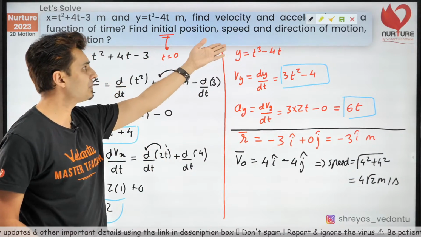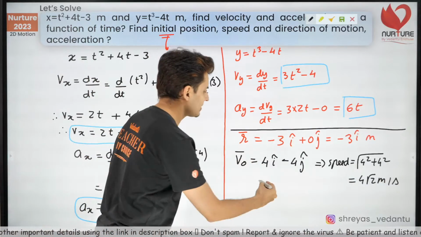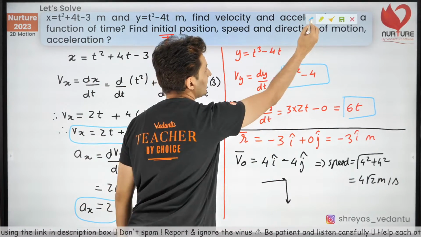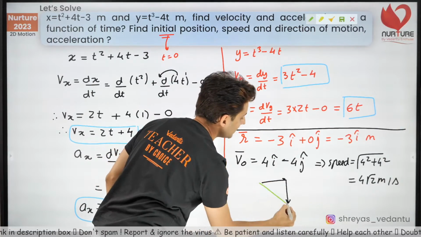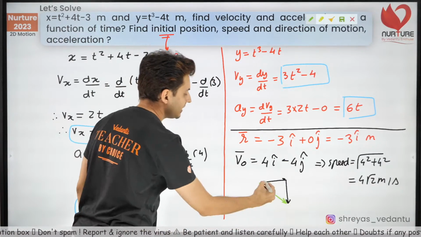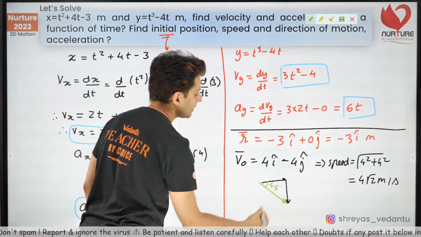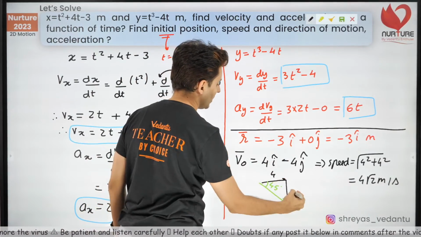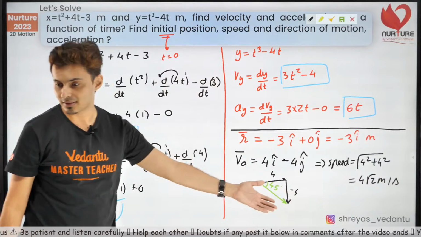Initial position, speed, direction, it's very obvious. 4 i cap minus 4 j cap. That means my velocity will be here. It's making 45 degrees like this because both of them are 4 and 4 each. This is 4, this is also 4. That's how it is.